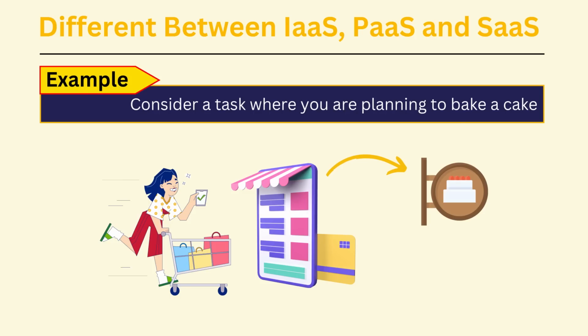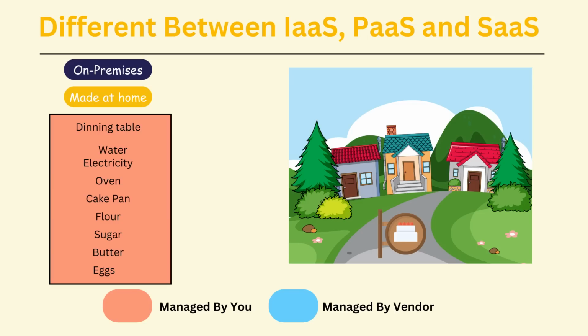Let me also explain the different types of cloud services through an example. Let's say that you have a craving for cake and you're planning to bake one yourself. Now let's look at the options you can have. You can make all the ingredients yourself, be it flour or butter, put them together, and bake the whole thing yourself using your own oven, pan, the needed water, and the rest. You get an idea, right? Everything is yours, and that's on-premises. All that you use is owned by you, and nothing is managed by the vendor.